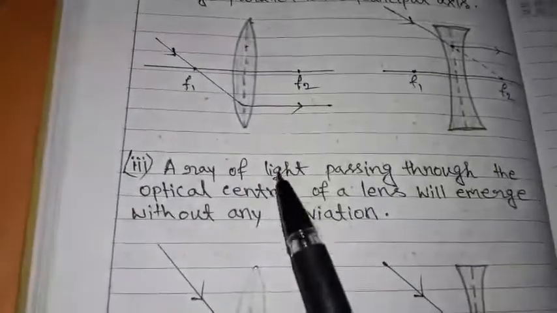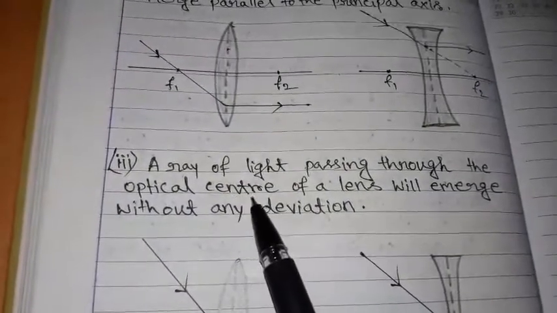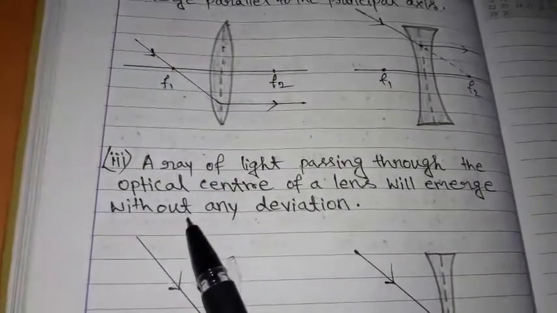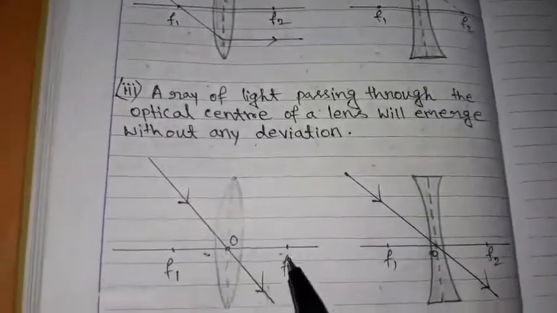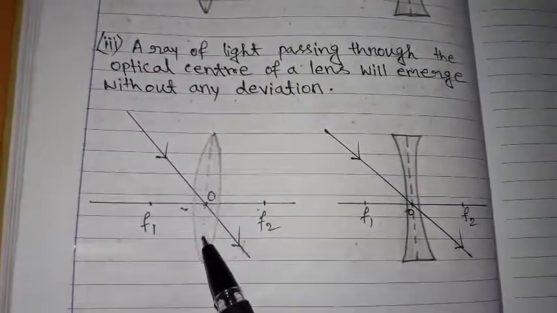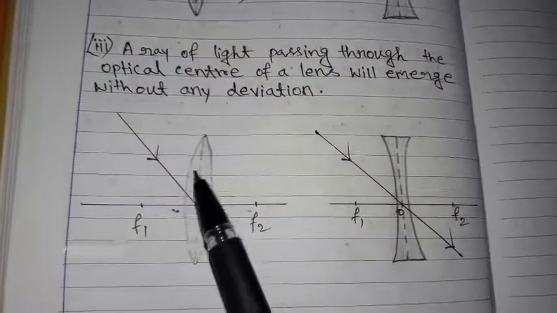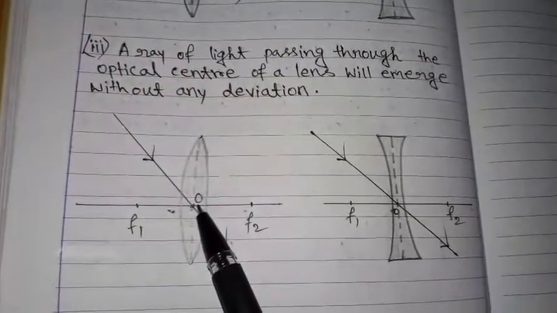Third one, a ray of light that passes through the optical center of a lens will emerge without any deviation. In the diagram we see for both convex and concave lens an incident ray passing through the optical center will emerge undeviated.